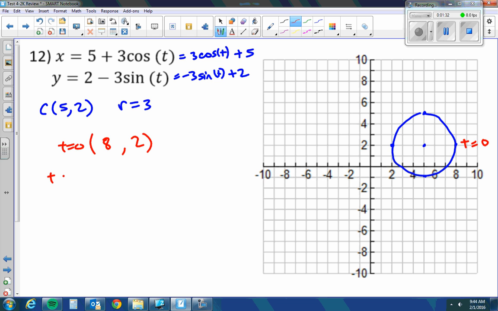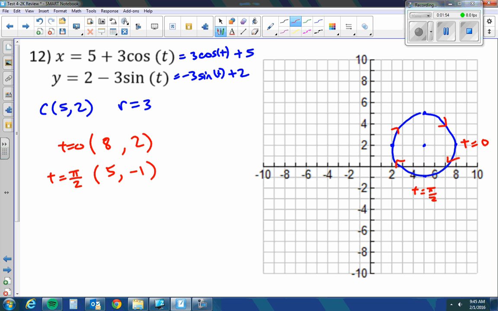And then, like I said, pick something bigger than 0. If it's a trig function, I usually use pi over 2, because it's easy. Cosine is 0, so you get 5 there. Sine is 1, so 2 minus 3 becomes -1. That should be this point down here. You don't have to label it, because what you do need to label is your direction, which it tells us is going clockwise, turns out.